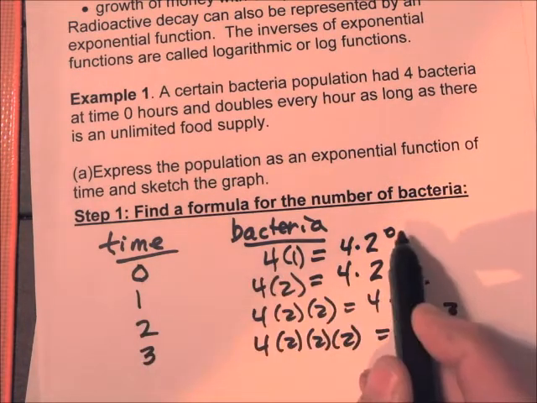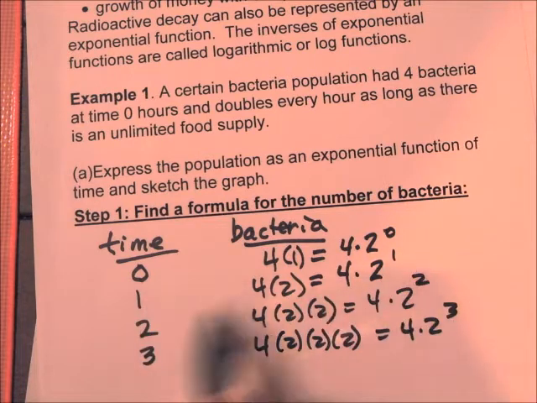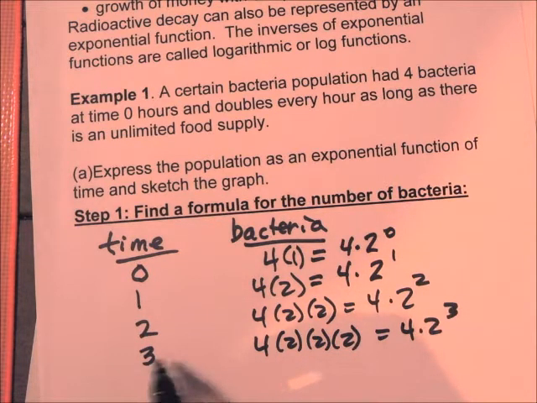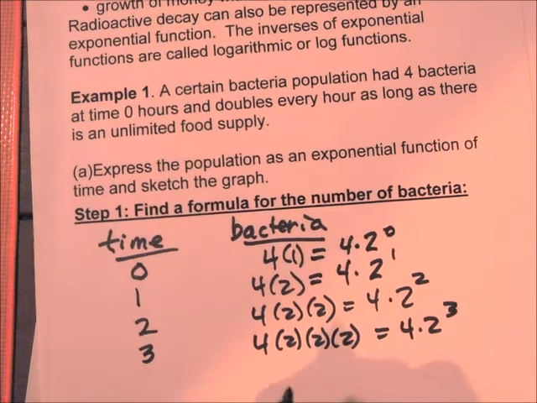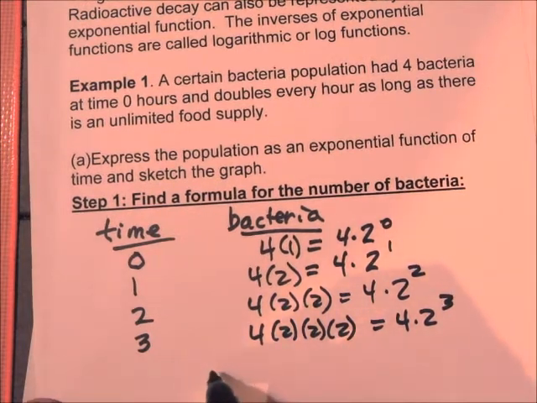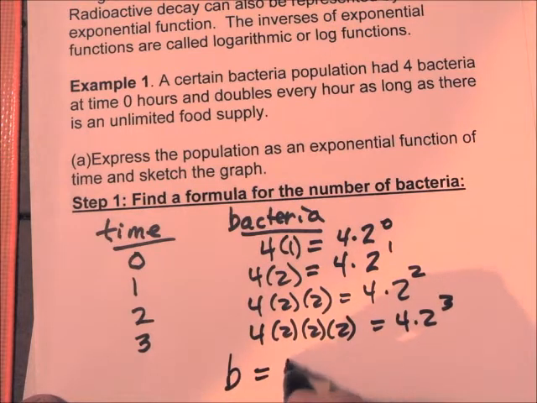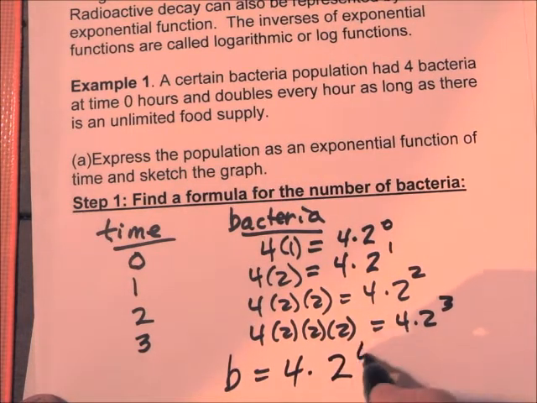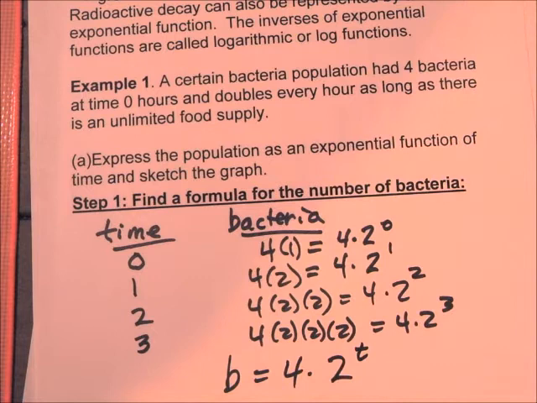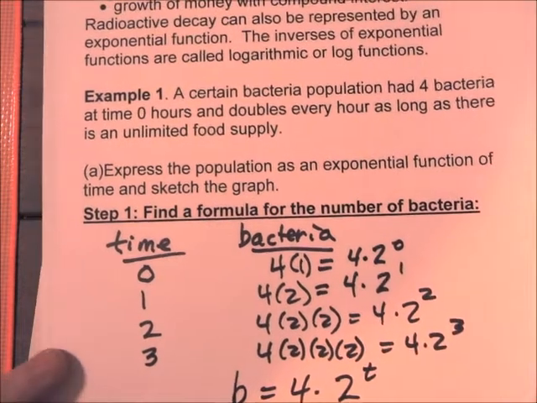At time 0, we have exponent 0. At time 1, exponent 1. Time 2, exponent 2. Time 3, exponent 3. So the formula for the number of bacteria is going to be 4 times 2 to the t power. So B is equal to 4 times 2 to the t power. And now that we have the formula, we can use that formula to compute values of B for other values of t.